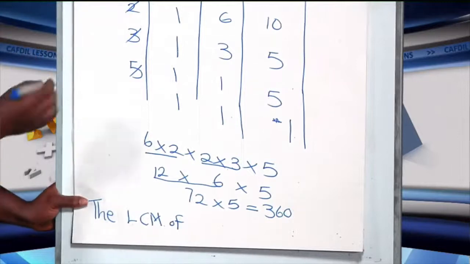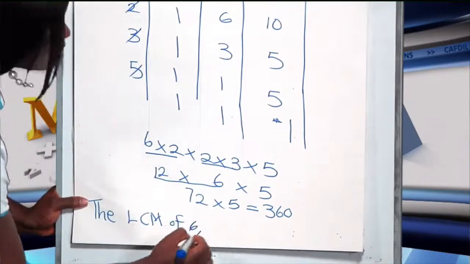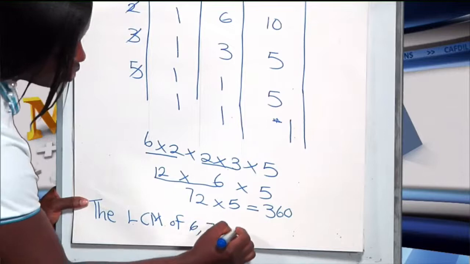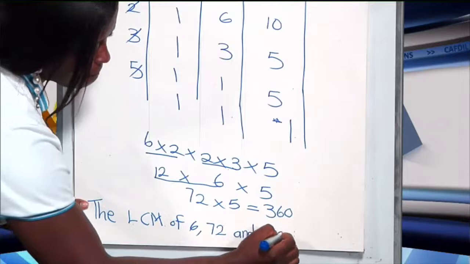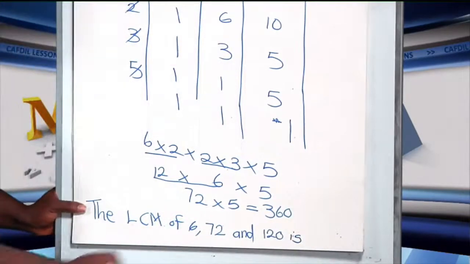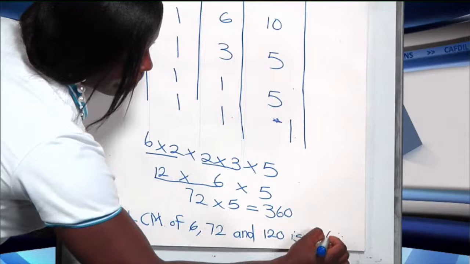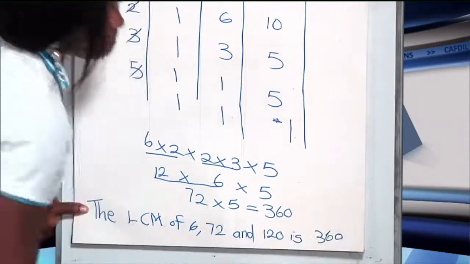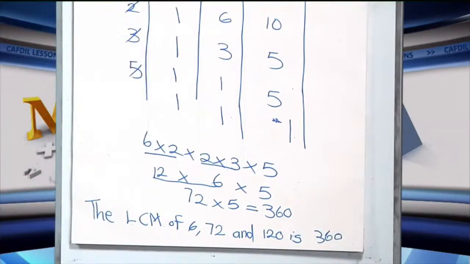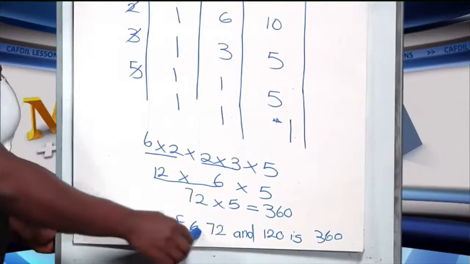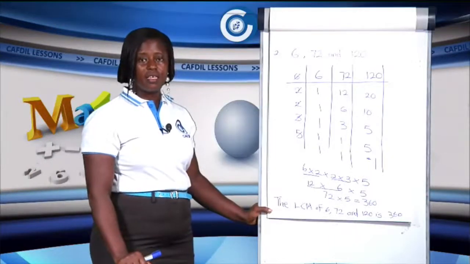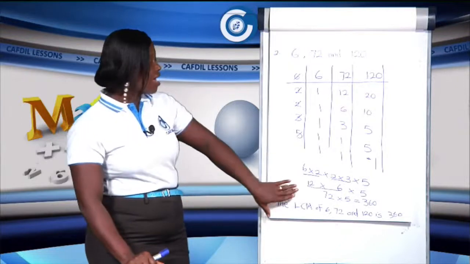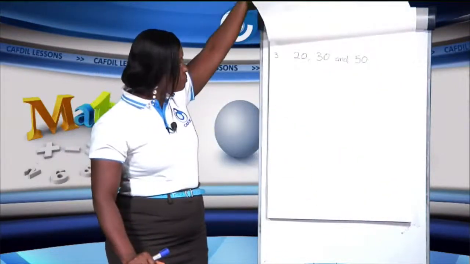Therefore, the LCM of 6, 72, and 120 is 360. I hope you are following. The LCM of 6, 72, and 120 is 360.